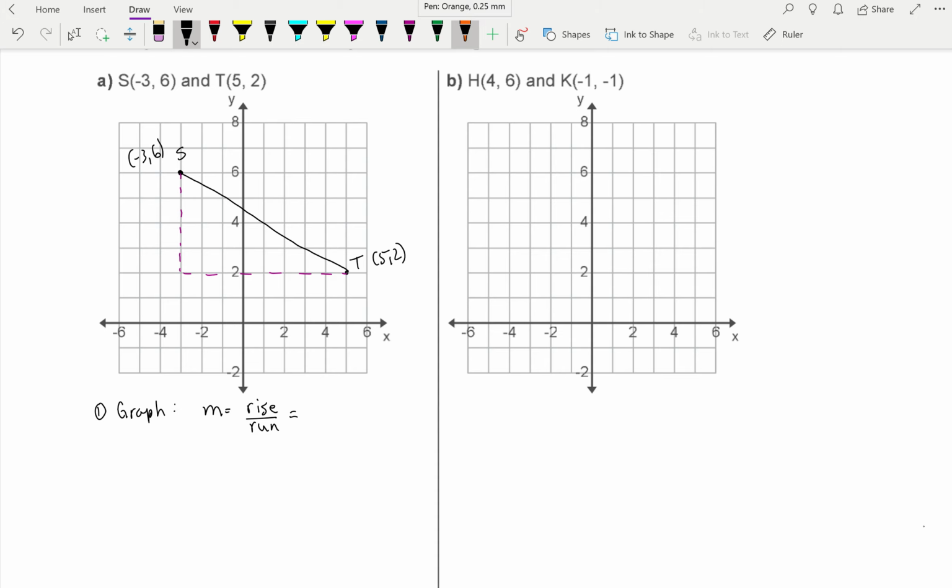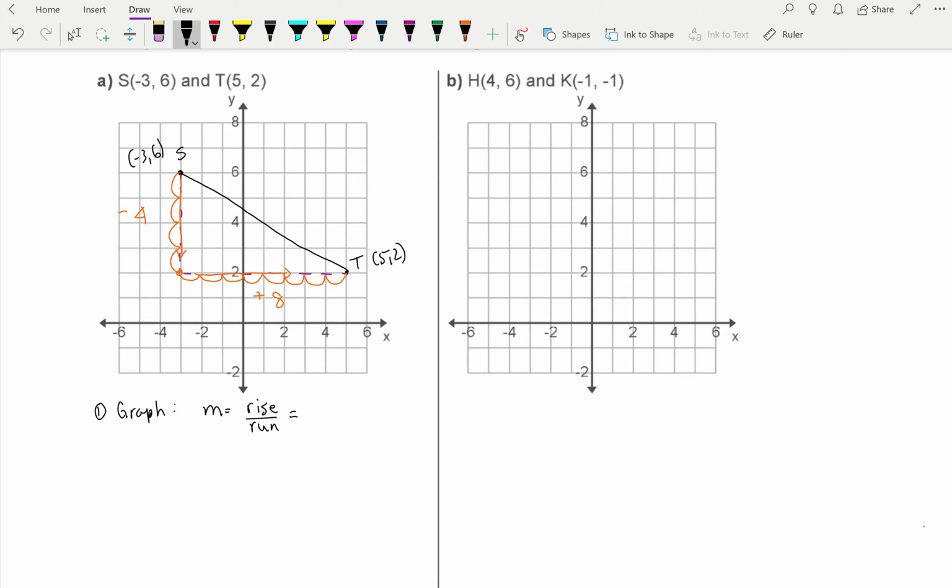I'm going to move from S to T, so I'm going to go down and to the right. I want to count how many spaces that is from S to the corner of our triangle down here. So I count 1, 2, 3, and 4. Because I'm going down, it's negative. Then I move to the right, 1, 2, 3, 4, 5, 6, 7, 8. Because I'm going to the right, it's +8.